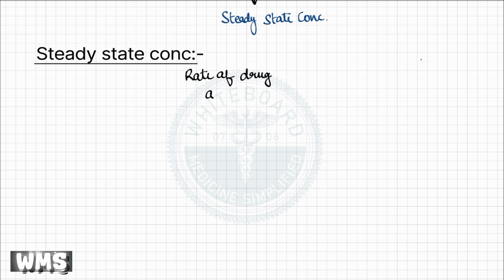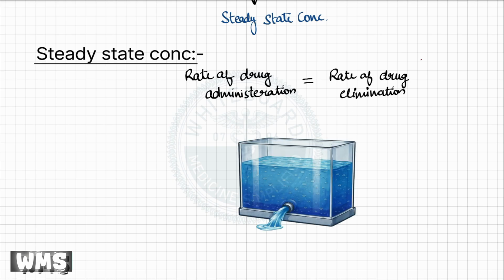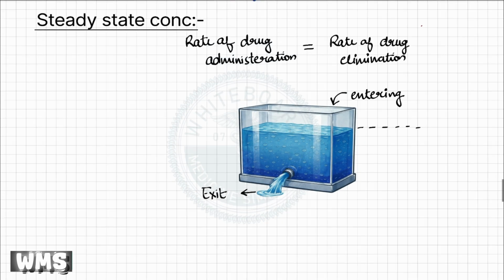Now, what do we mean by steady-state concentration? Steady state is the concentration at which the rate of drug administration becomes equal to the rate of drug elimination. At this point, the amount of drug entering the body is exactly balanced by the amount of drug being removed, so the plasma concentration remains constant over time.